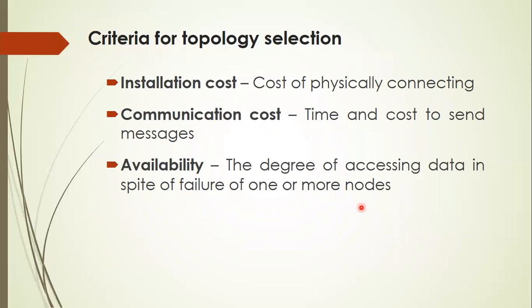Then on what basis do you select which topology is suitable for your application? While selecting a suitable topology for your application, you should bear in mind 3 parameters. The first one is installation cost. So whatever topology you are selecting, if cost is very, very important, then you have to select a particular topology. If cost doesn't matter, then you can select some other topology.